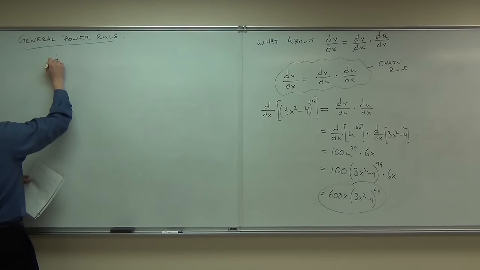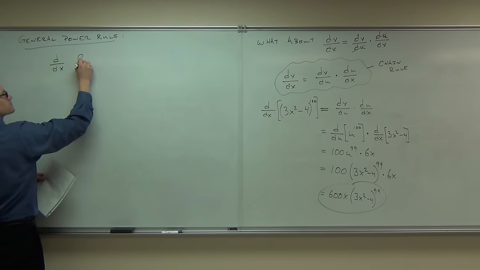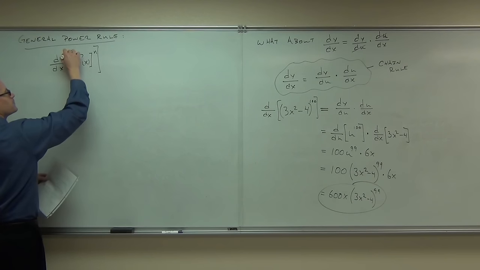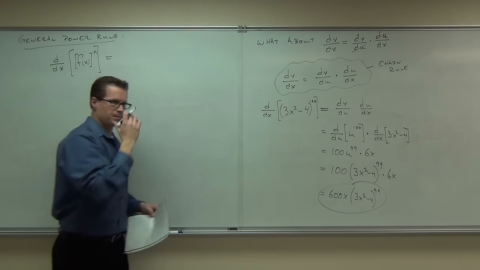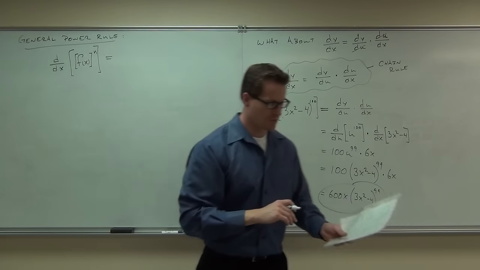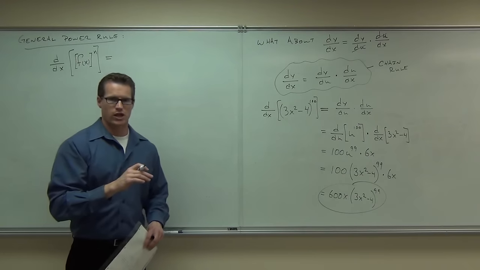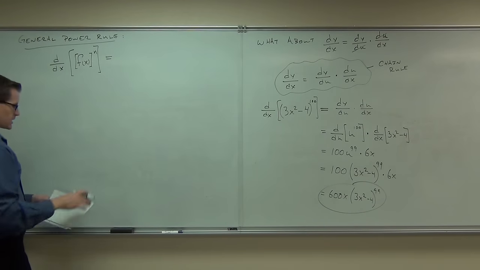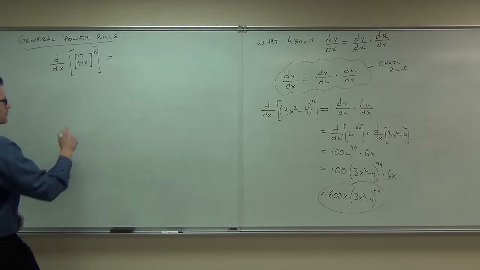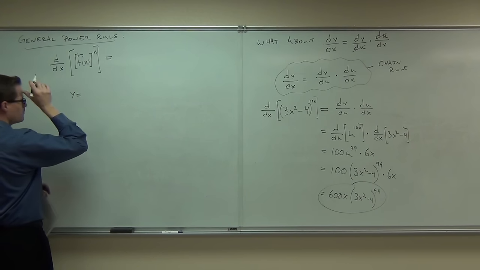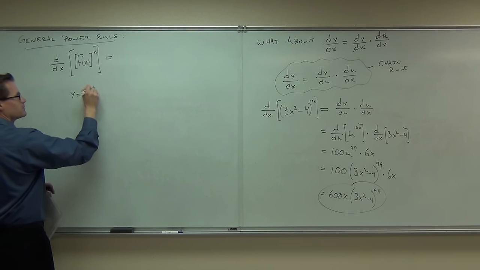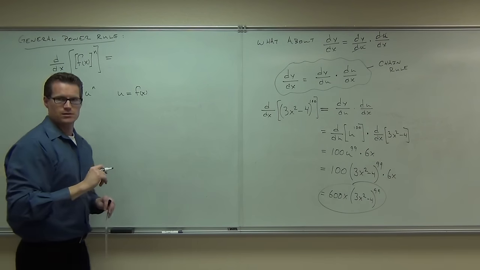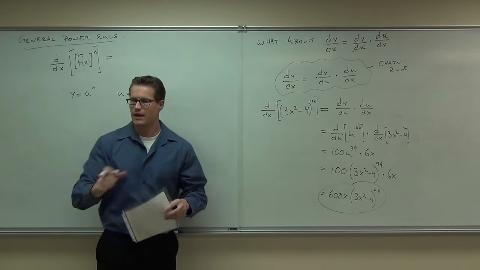So the general power rule says, what if you need to take a derivative of some function to some power? Well, if you need to take the derivative of some function to some power, here's how you do it. This is called the chain rule. And here's how you do the chain rule. I can show it to you if you really want me to. This is what would happen. You'd say, okay, what's my function? You'd say y equals u to the n. True? Where u would equal f of x. Do you believe me? You follow still?